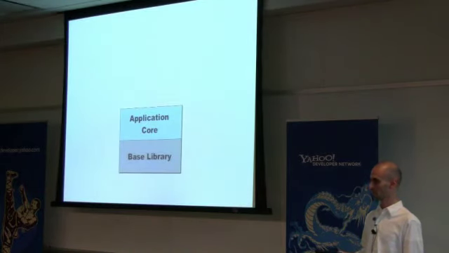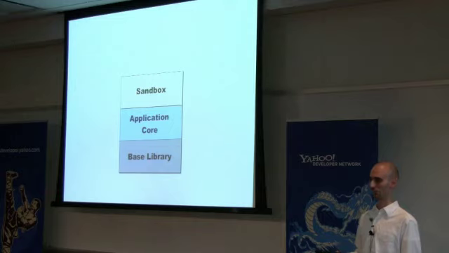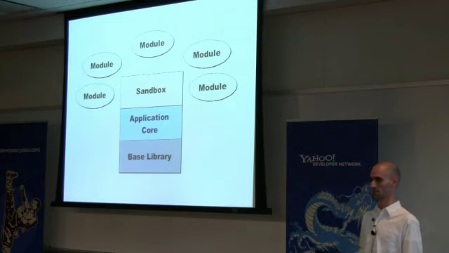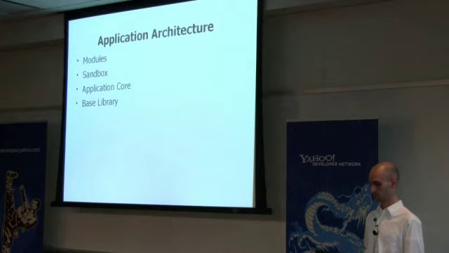So again, taking a look at the architecture that we have thus far, the sandbox actually sits on top of the application core because you don't want modules interacting directly with the core. So the modules kind of exist on the periphery. What they interface with is the sandbox, and that is their view into the world. These are the four basic parts of the architecture we're going to talk about.